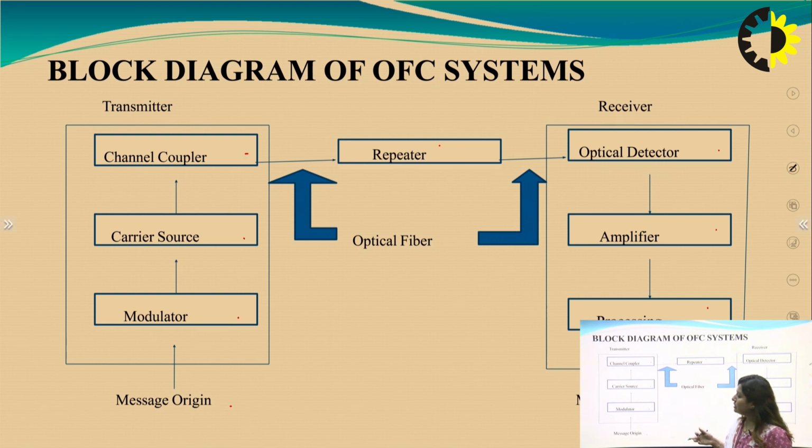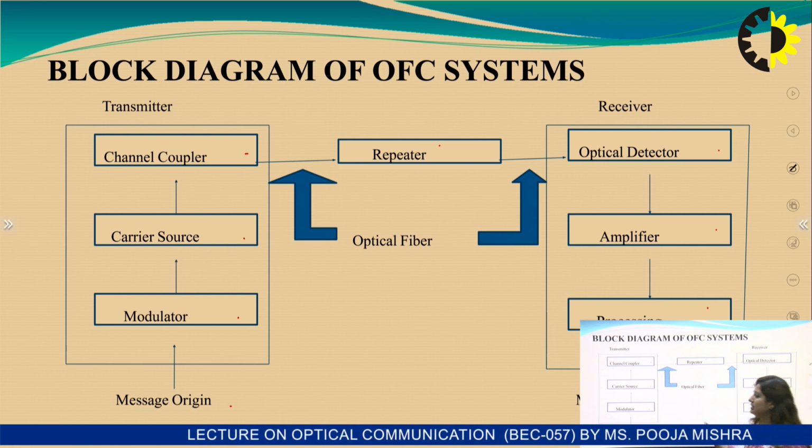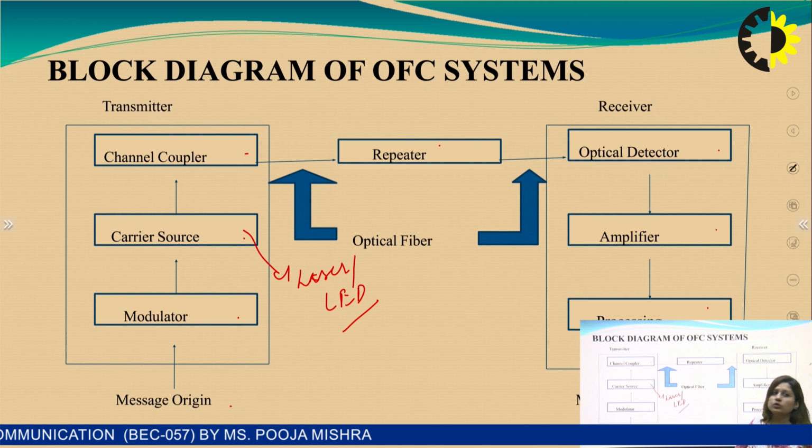At the initial stage, the message can be in any form, it can be a text or it can be a video. Firstly, the message should be converted into an electrical form. The message can be converted into electrical form through any transducer. So any form of message is easily converted into electrical form, and then it will be modulated through a laser or an optical source. So this is the carrier source, which is here a laser or LED you can use.